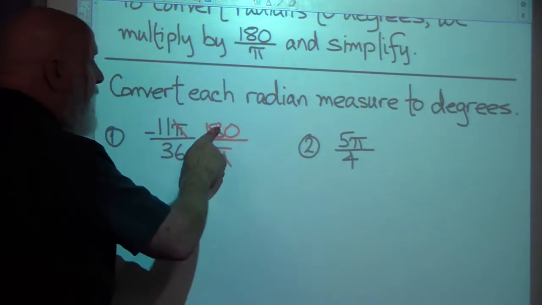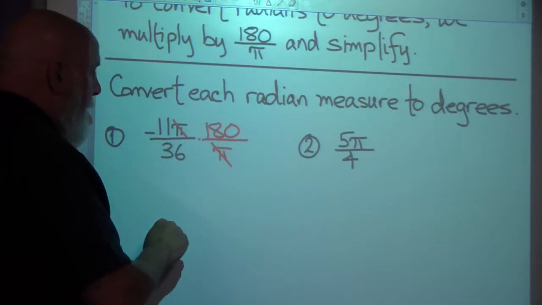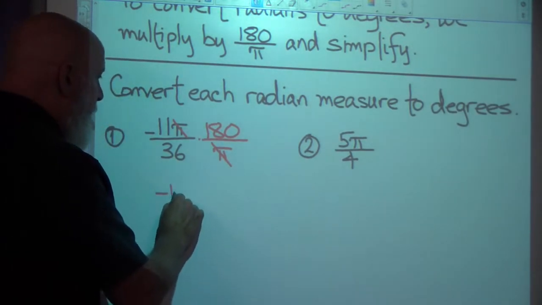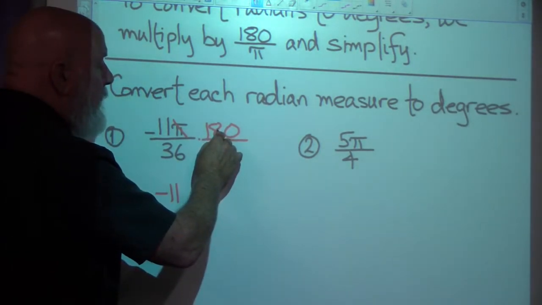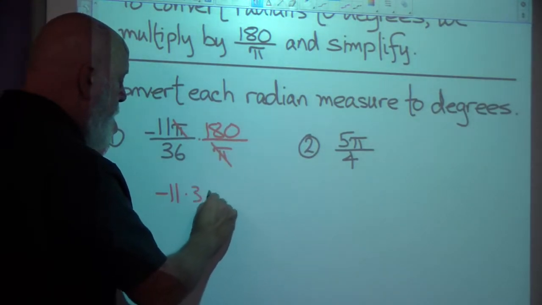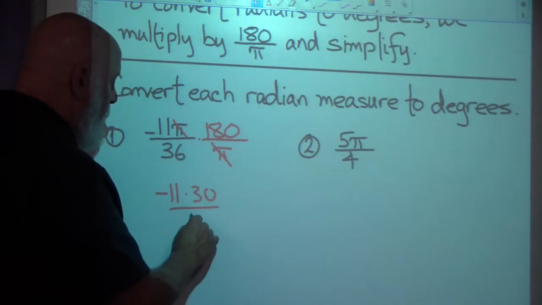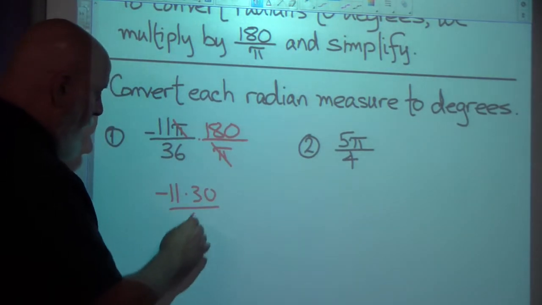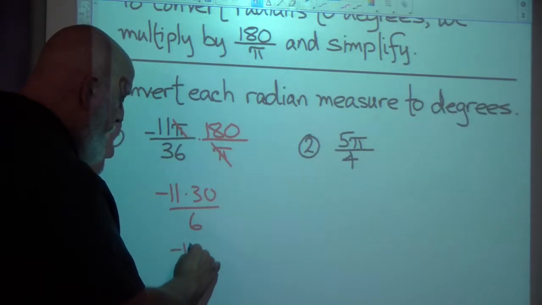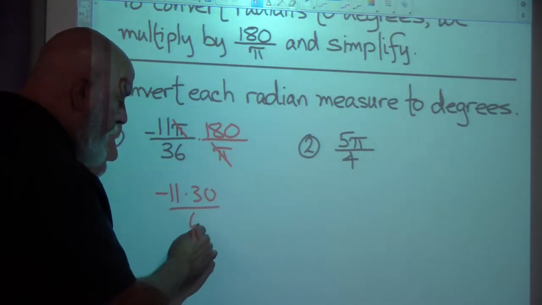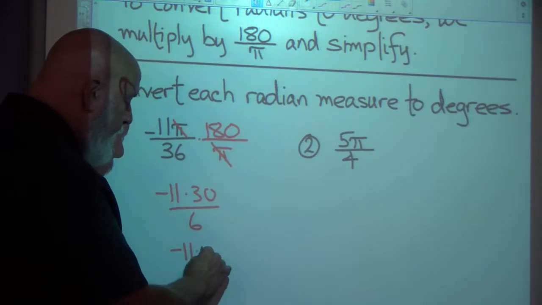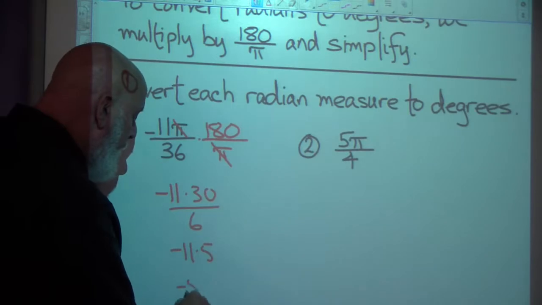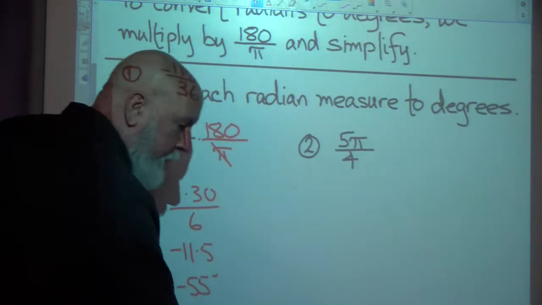I'm going to reduce these before I multiply. Both of these are divisible by 6, so this will be negative 11. Dividing this by 6 will give me 30. Dividing this by 6 will give me 6, and this will give me negative 11 times 5. 30 divided by 6, I'll divide them both by 6, and times 5, and that would be negative 55 degrees, if I haven't made a mistake. Let me see if that's right.